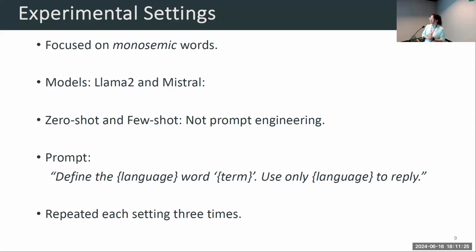For the experiments, we focus first only on monosemic words, which are words with only one meaning. Our data sets do not have usage examples, which is important for polysemic words. So that's why we didn't touch that part. And we used 2 white box language models, Llama 2 and Mistral. We did experiments doing 0-shot and few-shot, but we did not do any fancy prompt engineering. It was just this simple prompt, like define this Portuguese or Spanish word, and please use only Spanish or Portuguese. And then we repeated this setting 3 times.